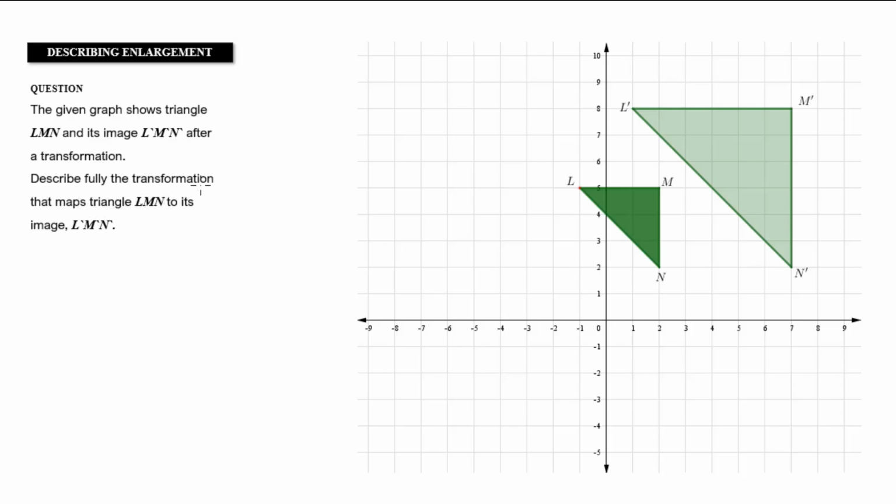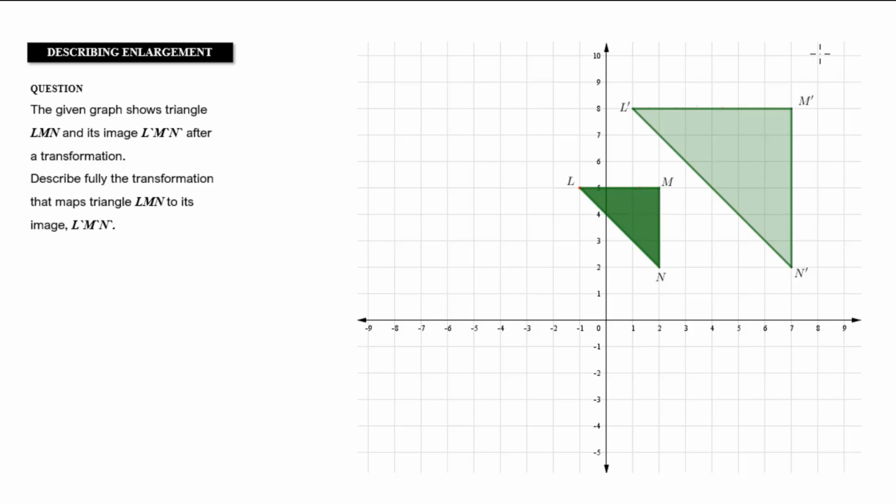First, we need to make sure that it's an enlargement. If it's an enlargement, we know that the figures are going to be similar, and if the figures are similar, the corresponding sides will be in the same ratio. So let me compare them. LM is 1, 2, 3 units, and LM prime is 1, 2, 3, 4, 5, 6 units. So this is 3 to 6. That means LM prime is twice as big.